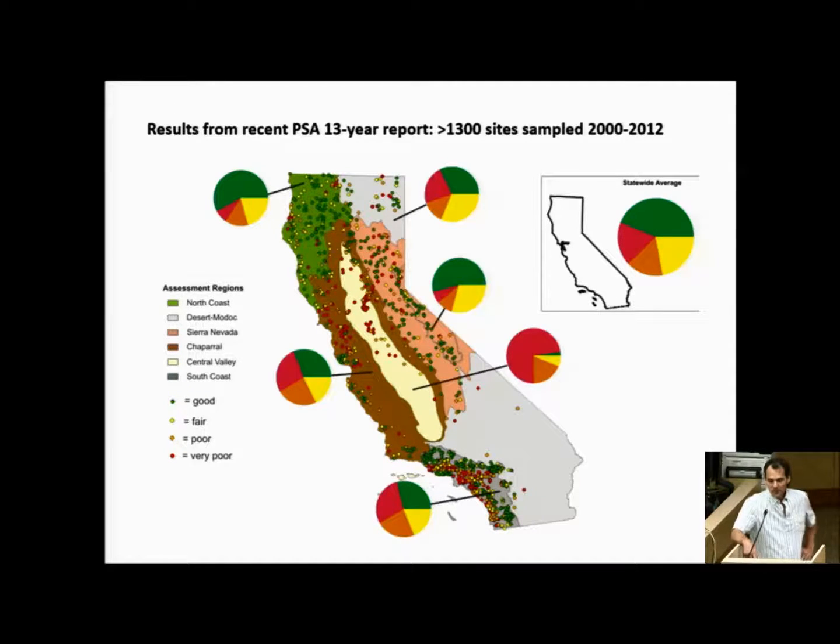So for example, in the Sierra and the North Coast, a little more than half of stream length was in good condition. By contrast, in the Central Coast and South Coast, a little more than half of the stream length was in poor or very poor condition. And of course, the Central Valley is not looking so good. Nearly all the stream length in the Central Valley is in poor or very poor condition.